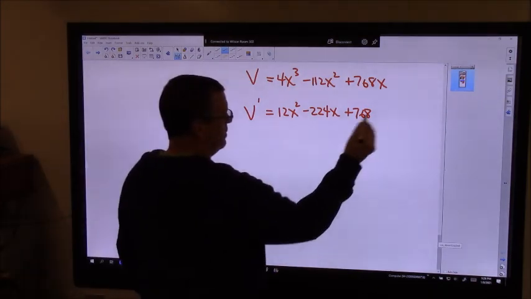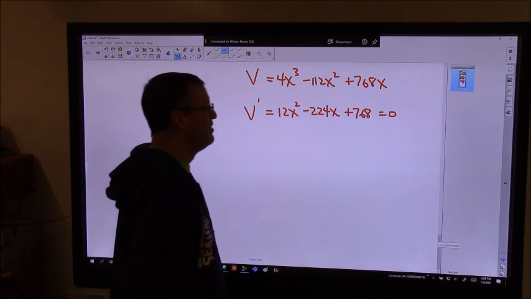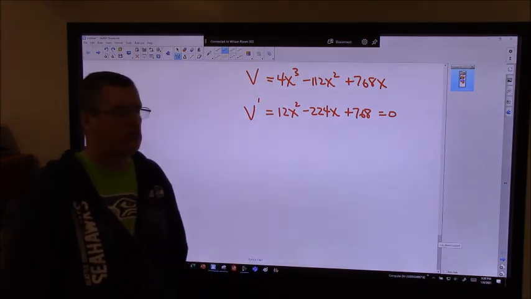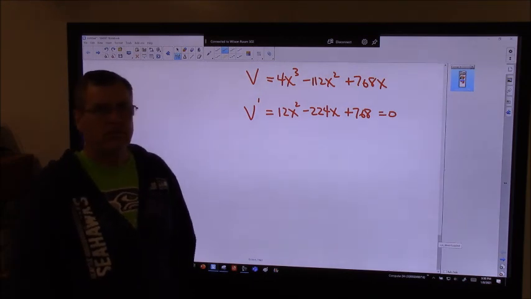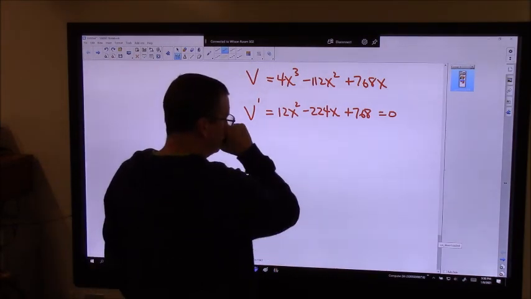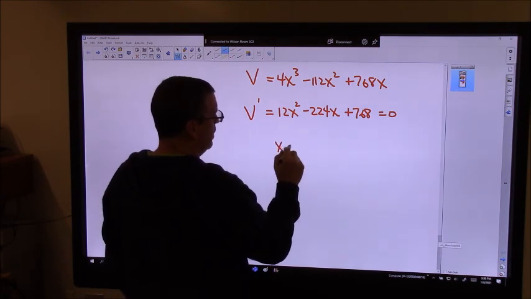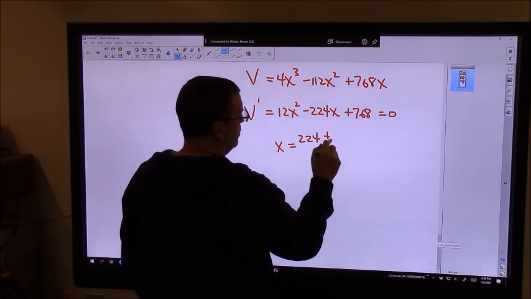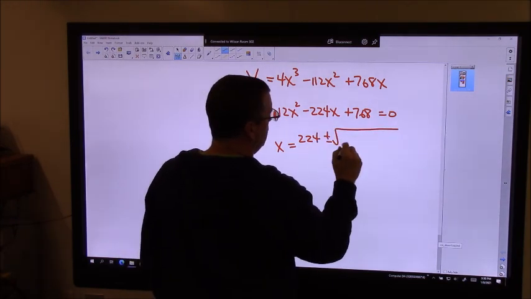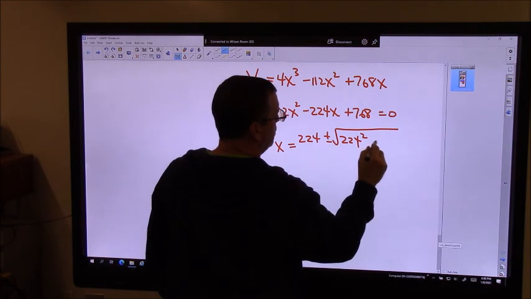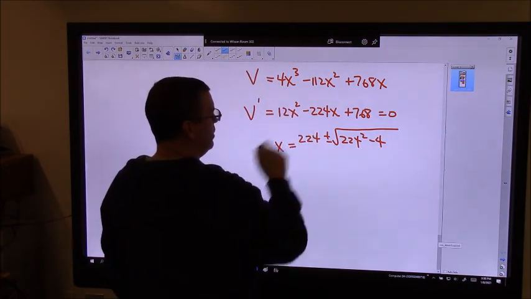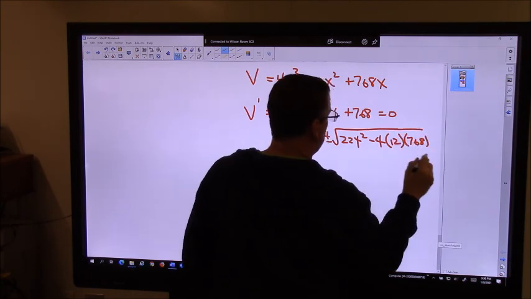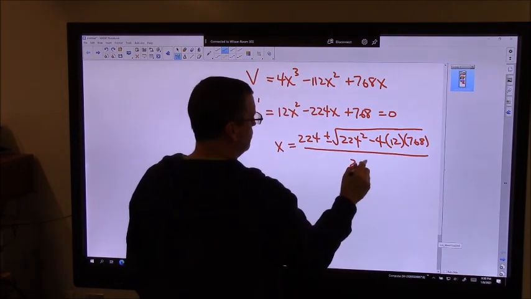Okay, so I'm going to be lazy here, you guys. Set it equal to 0 and solve. This is not something that I want to try and factor. So I think in order to solve that, I need to go straight to the quadratic formula and say x equals negative b plus or minus the square root of b squared, minus 4 times ac, so times 12 times 768, all over 2a.